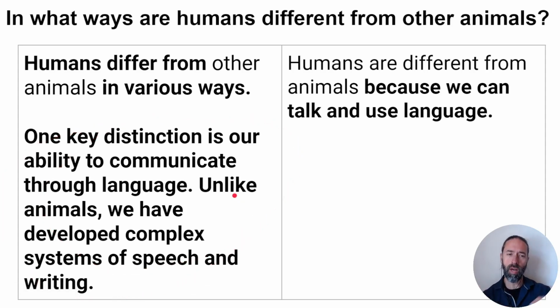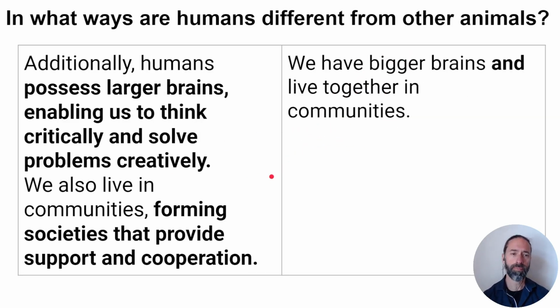We're adding an example of why we think language and talking is important. And then again, now we're focusing on the brain parts. We have bigger brains and live together in communities. Here again, as you can see, it's a much bigger answer.